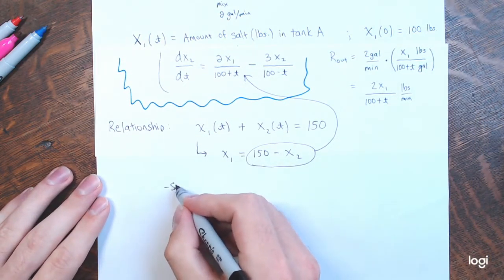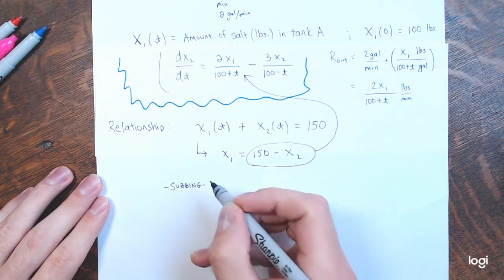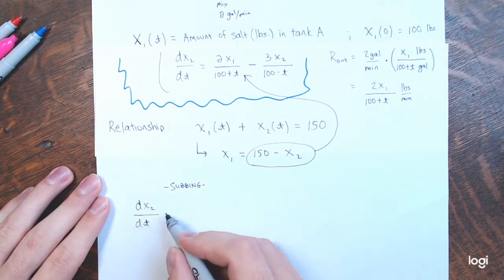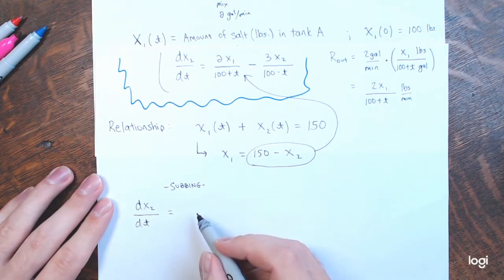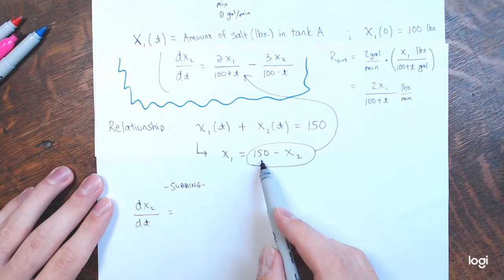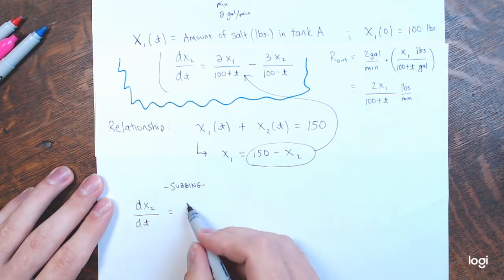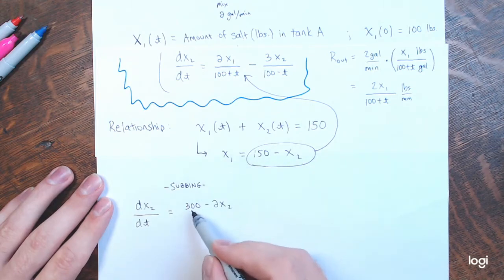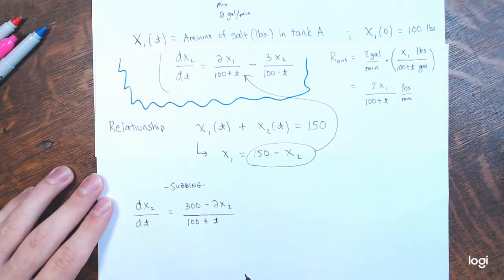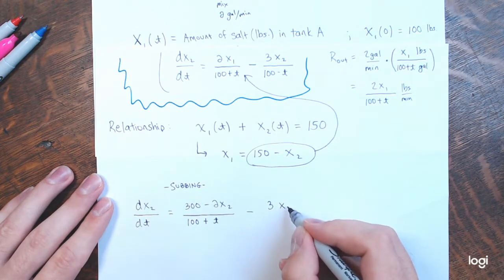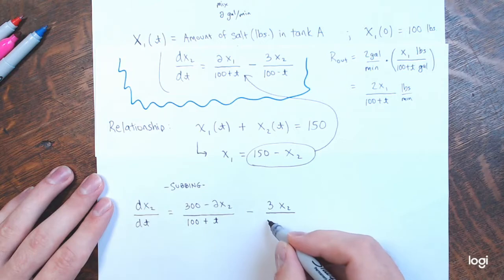Substituting yields the following. We have dx2/dt, the derivative of x2 with respect to time, is 2 times x1. So that's going to be 300 minus 2x2, distributing the 2 over this, divided by 100 plus t, or t plus 100. Then minus 3x2 over 100 minus t.